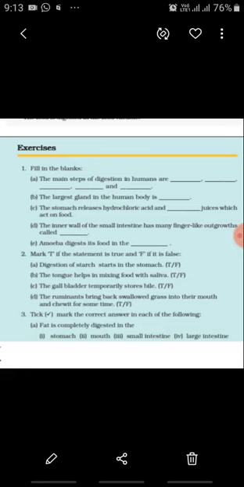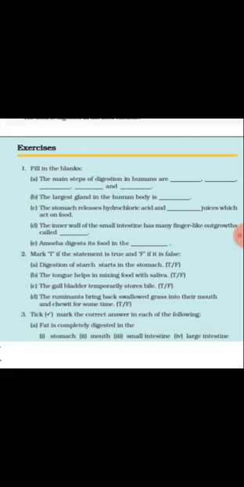The tongue helps in mixing the food with saliva. The statement is true. The gallbladder temporarily stores the bile. The statement is true. Ruminants bring back swallowed grass into their mouth and chew it for some time. The statement is true. Now let's come to number 3.